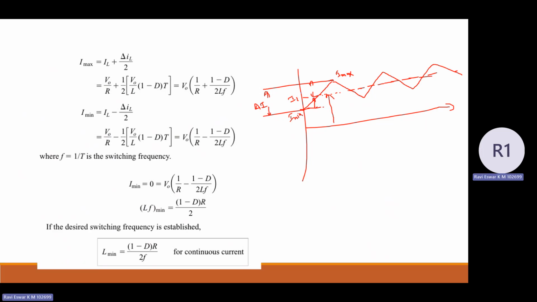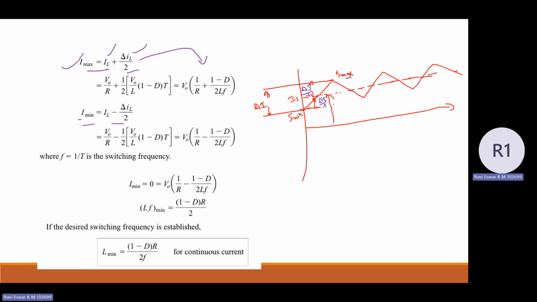So here I can write it as del I by 2, and down also the same thing, del I by 2. So now from this I can write Imax as IL plus del I by 2. From this equation, you can find the maximum value of inductor current, because IL average is equal to I naught, and the del I formula you already know. From this, you can calculate the I max value. Similarly, I can write I min also.